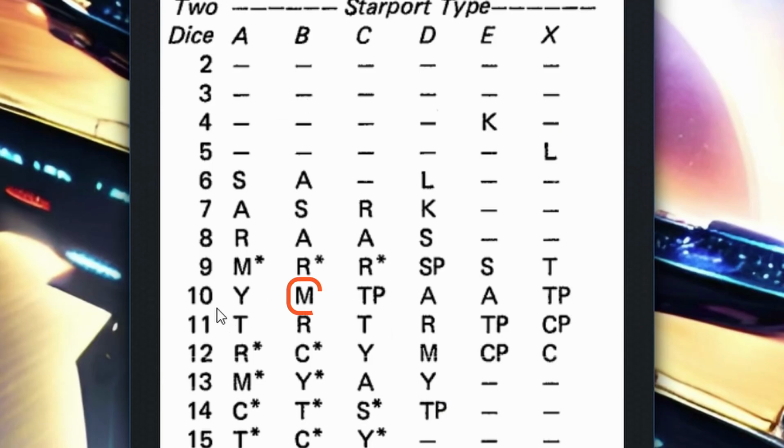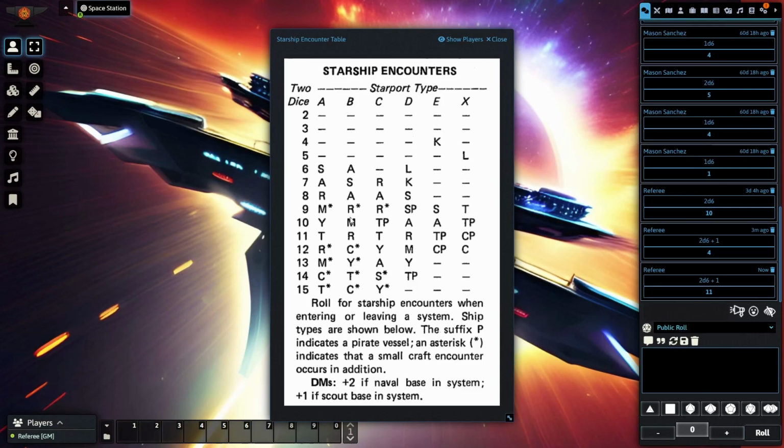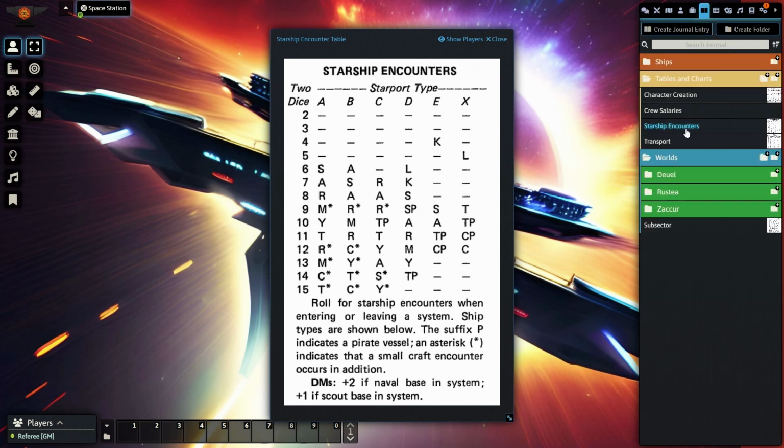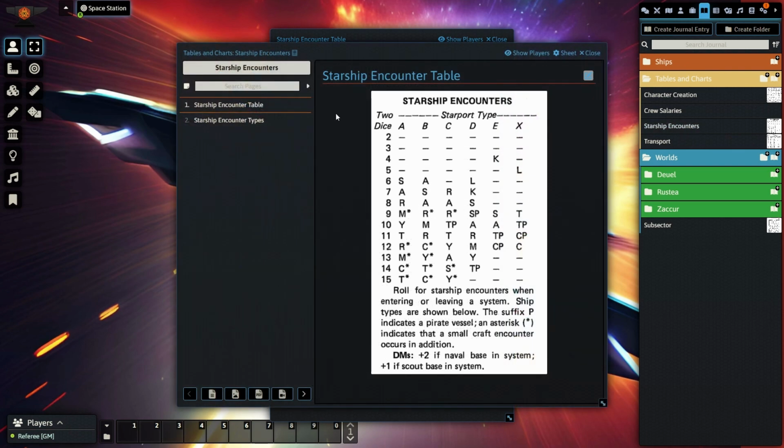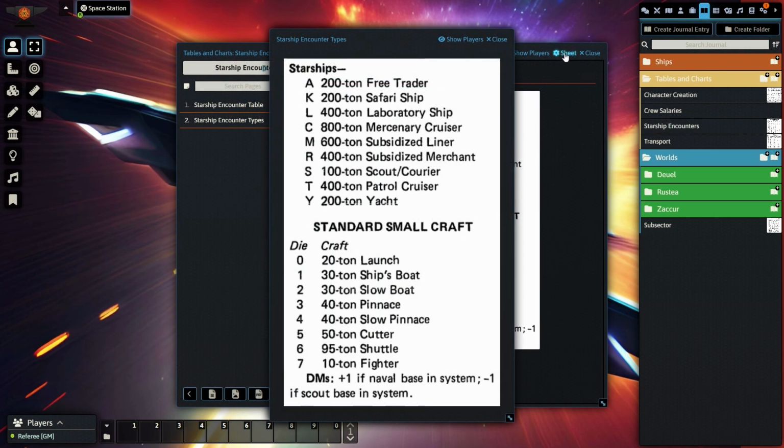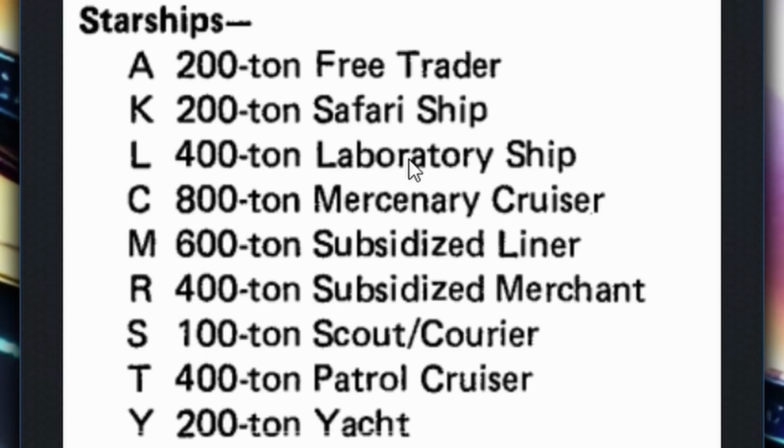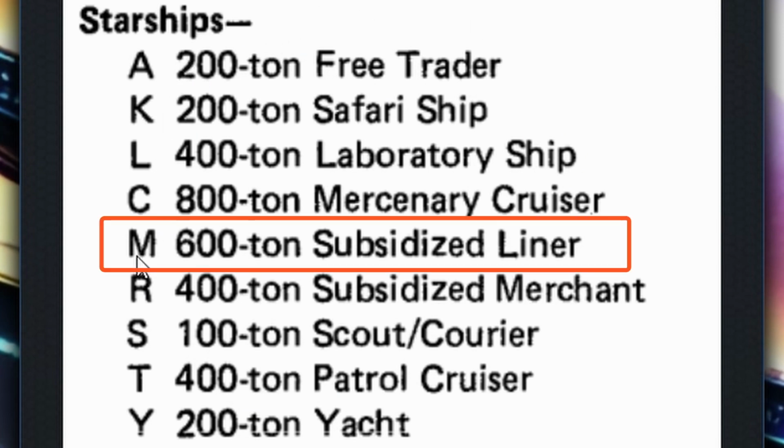All right, so a 10 is an M. What exactly does that mean? So this is where you have to go to the other table for Starship Encounters, which is the actual type of ship that it is. So if you go over here, I'm going to do the Starship types here. So if we're looking at M, we see it's a 600-ton subsidized liner.